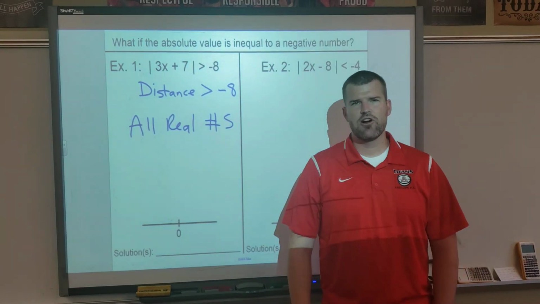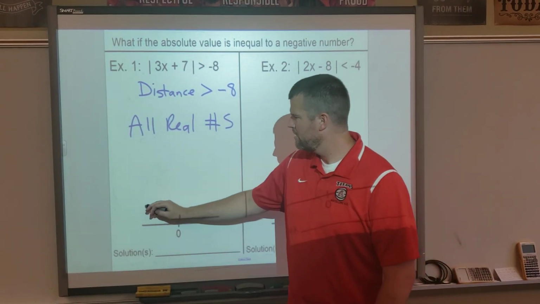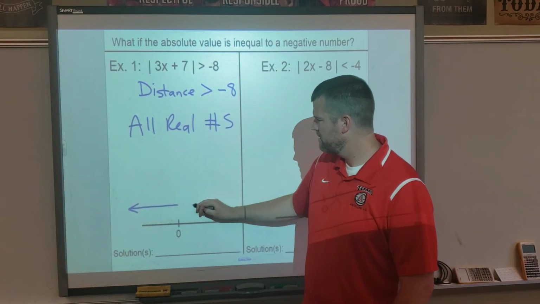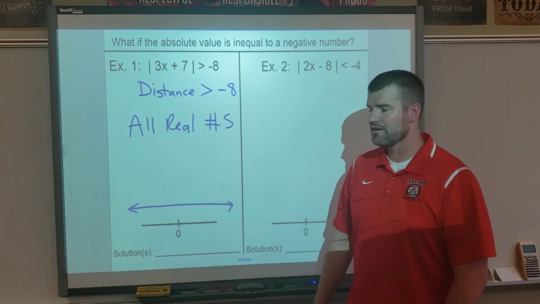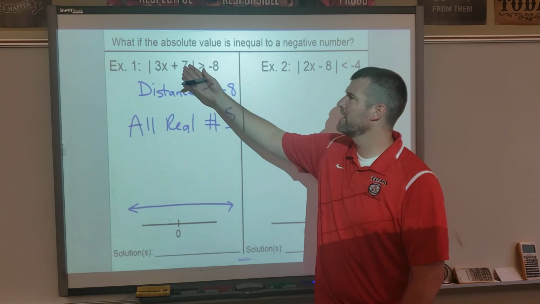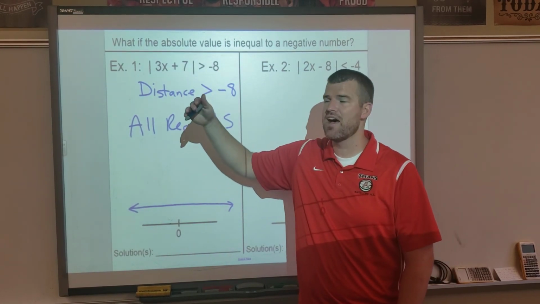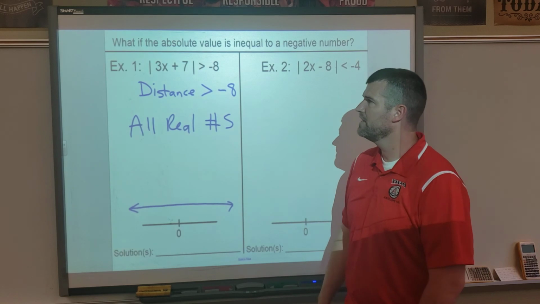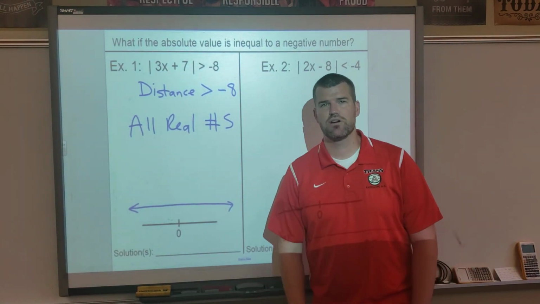How would we show that on a graph? Well, it goes forever that way. Also goes forever that way because we can have any number. No matter what number we plug in, we're going to get a positive once we take the absolute value. And that'll definitely be bigger than -8. So every number would work for this inequality.